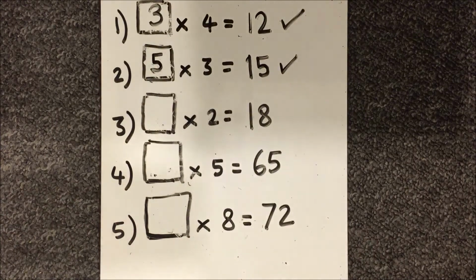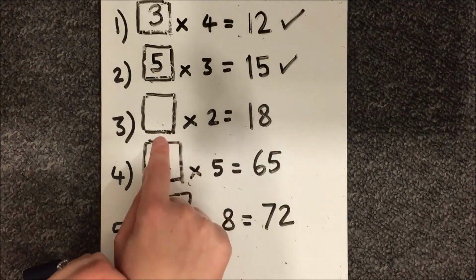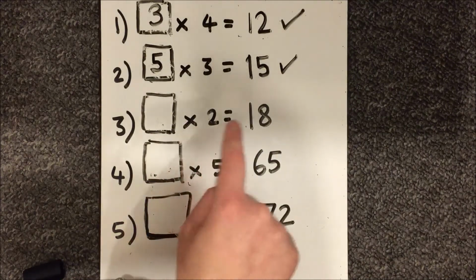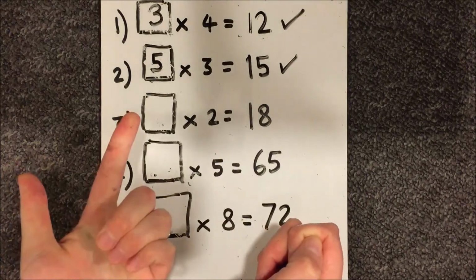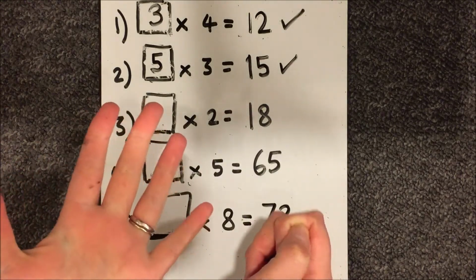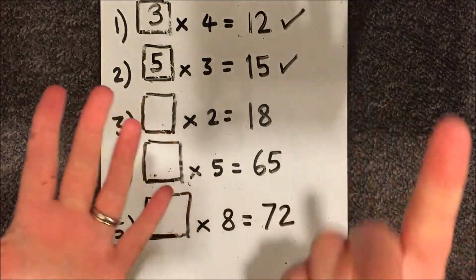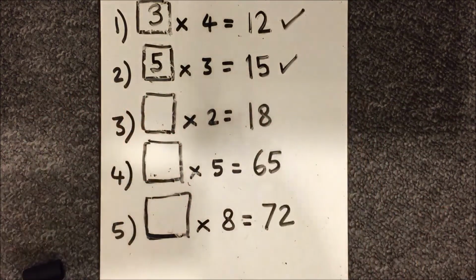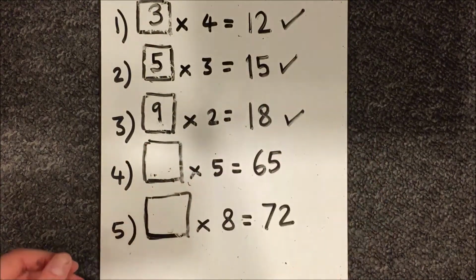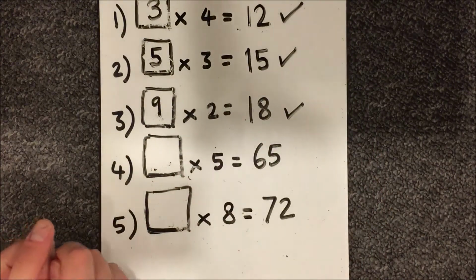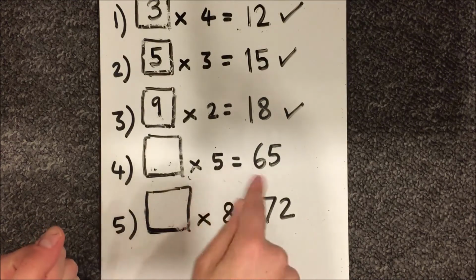Ready to go through it together? Okay. We don't know how many groups, but we know there are 2 in each, and we're trying to get to 18. Off we go counting in 2s. 2, 4, 6, 8, 10, 12, 14, 16, 18. How many times did I count 2? 9. So there are 9 groups of 2 equal to 18. Give yourself a tick.